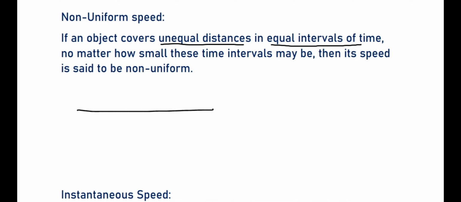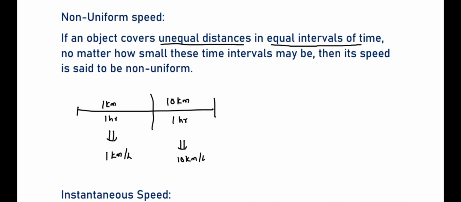So how can it be? Suppose the body traveled 1 kilometer in 1 hour. Next, 10 kilometers distance is traveled in 1 hour. Then what will happen? For the first part, the speed is 1 kilometer per hour. For the second part, the speed is 10 kilometers per hour. So the speed is varying. Then the speed is said to be non-uniform speed.